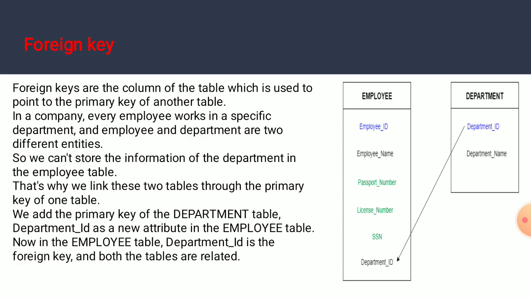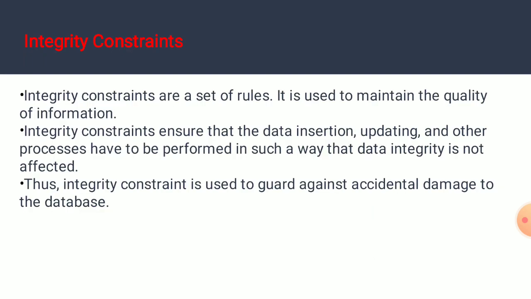So here we add the primary key of the department table. Department ID is a new attribute of the employee table. Now in the employee table, department ID is the foreign key, and both the tables are related. By using the concept of foreign key, we can connect or relate two relations, and that foreign key is the primary key in another relation. So here is an example: department ID is the foreign key in the employee table, which is the primary key in the department table or relation.